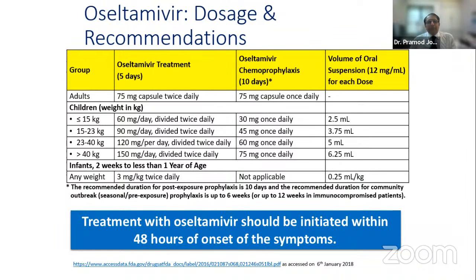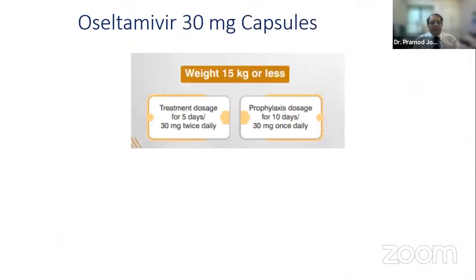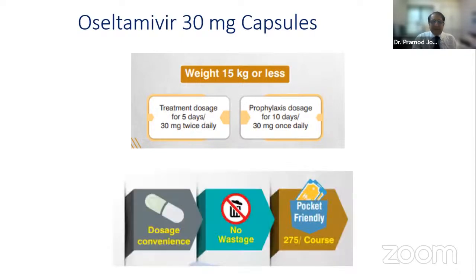And that is why the new 30 milligram capsule which has arrived in the market is of great help, because it saves money and it's very convenient to give the dosage for that particular weight range. Remember, the treatment must be started within 48 hours of the onset of symptoms, because only then does the reduction in the duration of illness occur. And just to repeat what I said, for a child weighing 15 kg or less, the treatment dosage for 5 days is 30 milligrams twice daily, and for prophylaxis, 30 milligrams once daily. It's very convenient. There is no wastage, and it's also economical.